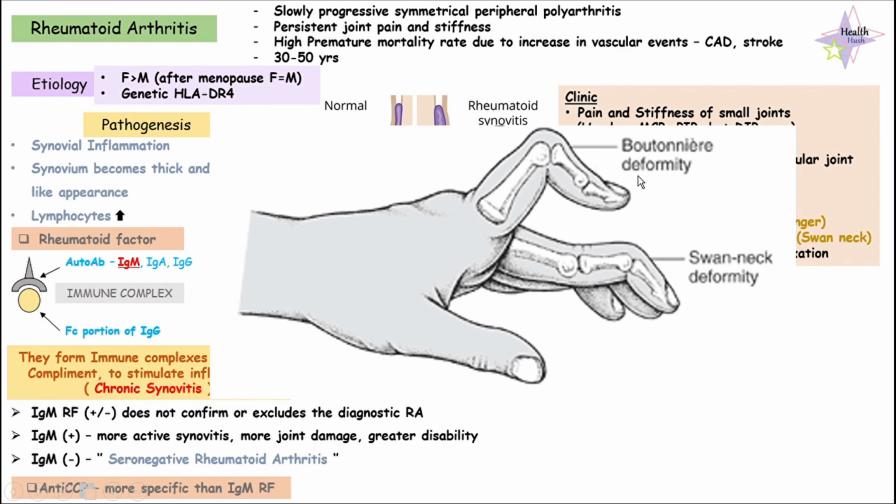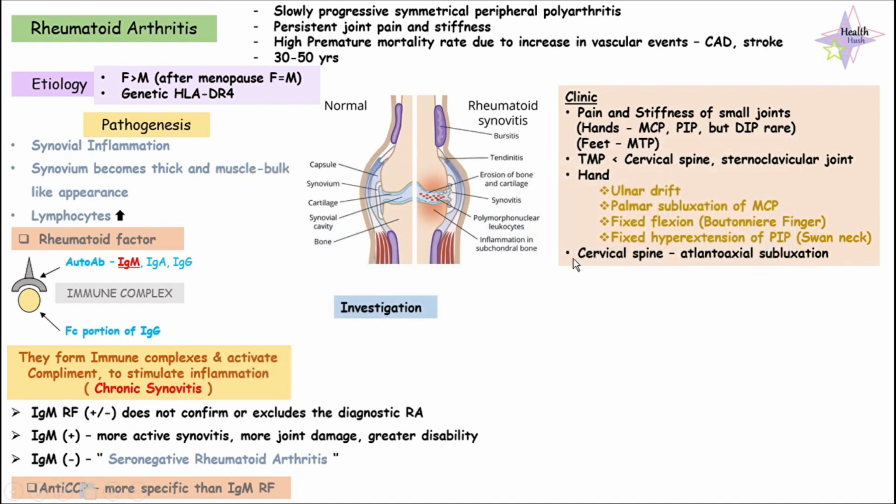Boutonniere deformity, as I said, is a fixed flexion. So in this patient we can see the proximal interphalangeal joint with a fixed flexion, and in the swan neck deformity, as I said, it is hyperextension of the proximal interphalangeal joint. So you can see that there is a hyperextension. And as I said, the distal interphalangeal joints are affected very rarely in rheumatoid arthritis. And in the cervical spine, we can see atlantoaxial subluxation.